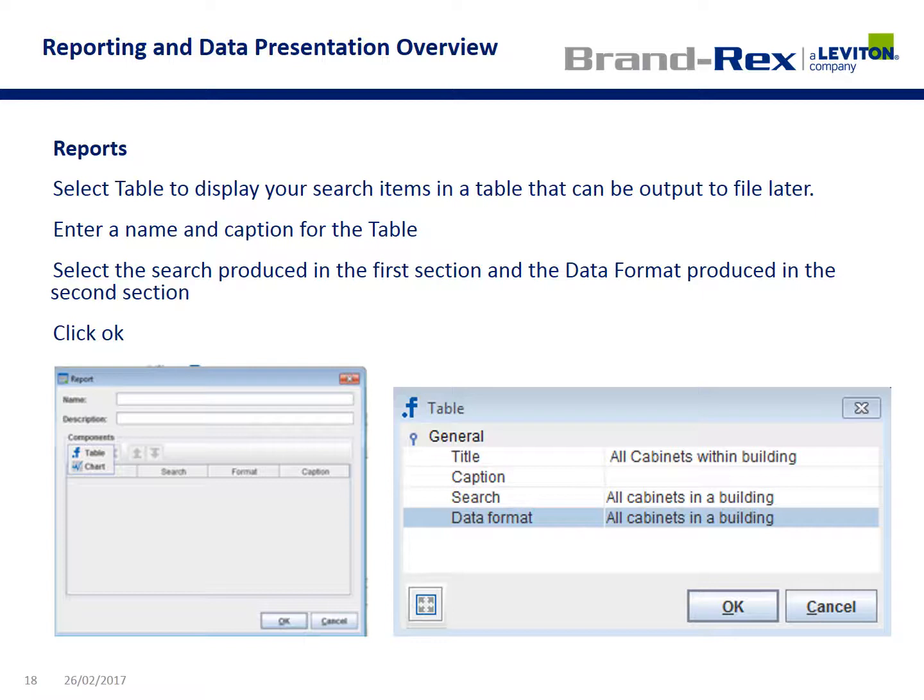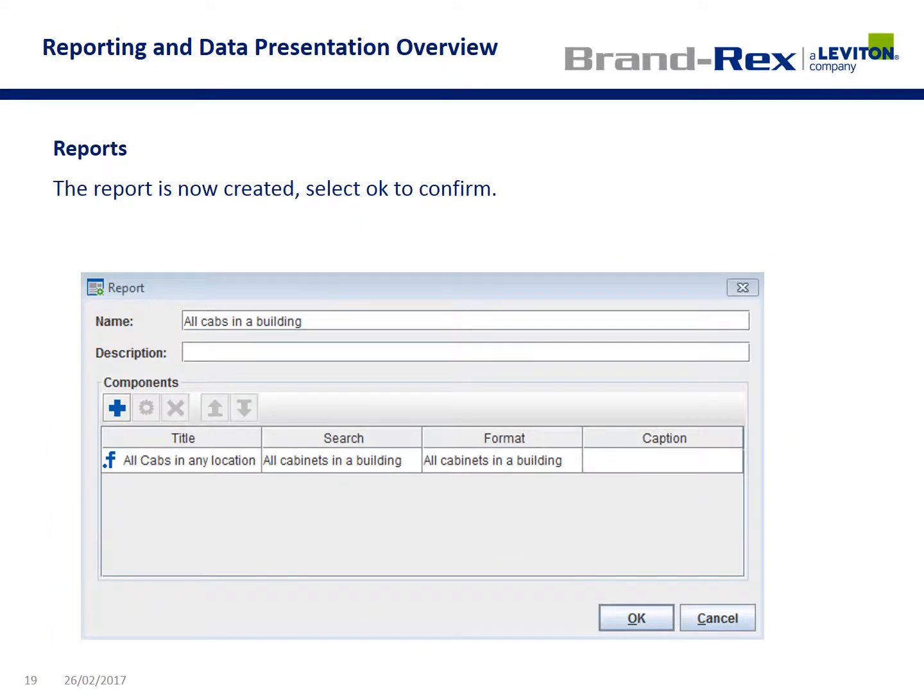SmartPatch will then ask if you wish to create a table or a chart. We select Table. Once selected, enter a name for the table, and a caption if required. We will leave it blank, and select your search completed at the beginning and any data format file. Select OK when completed. The report will now be created. Finally, select OK to complete.